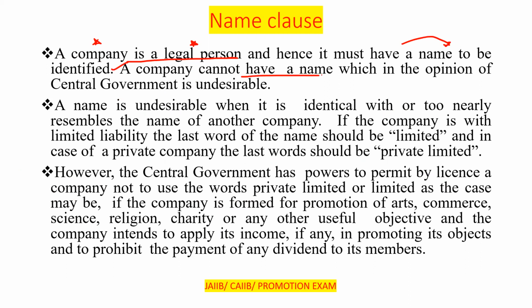A company cannot have a name which in the opinion of the central government is undesirable, clear. A name is undesirable in two cases. First, when in the opinion of the central government it is undesirable. This is the same point which we have discussed in the question. Second, a name is undesirable when it is identical, that is, when it is the same as or too nearly resembles the name of another company.